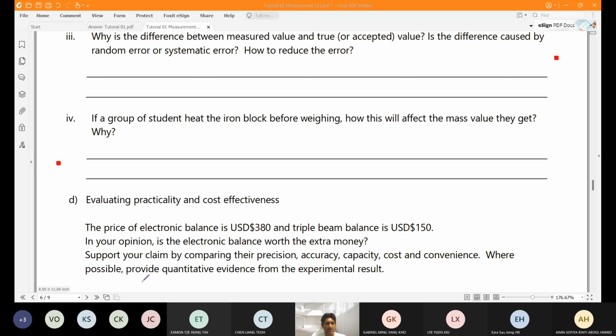So that is my point, that if we make it hot, the iron bar will become hotter, and the air surrounding it will have some buoyancy effect, right? The surrounding air will be hotter for this. So the mass of the iron block will be lower than the true value. It will be less than the average value that we got, because of that buoyancy effect.